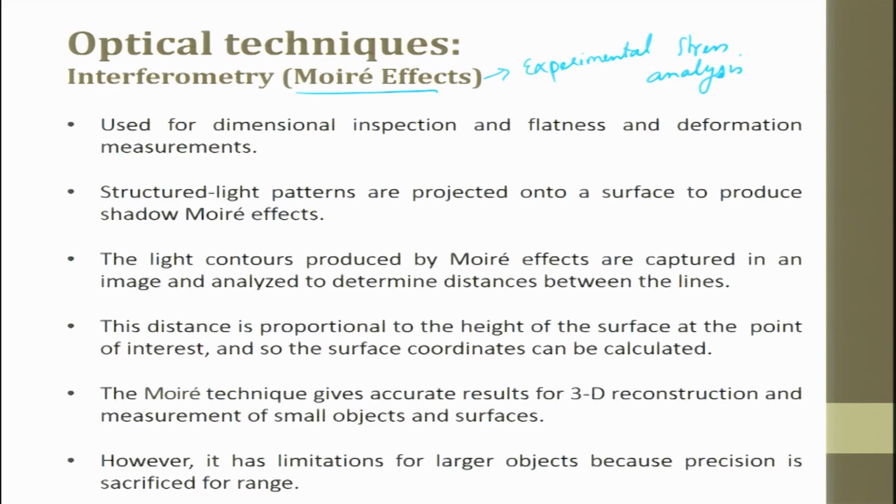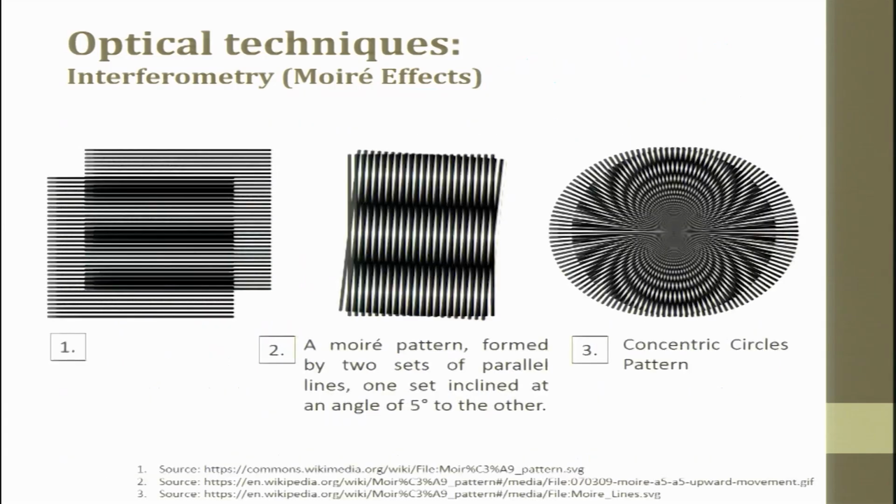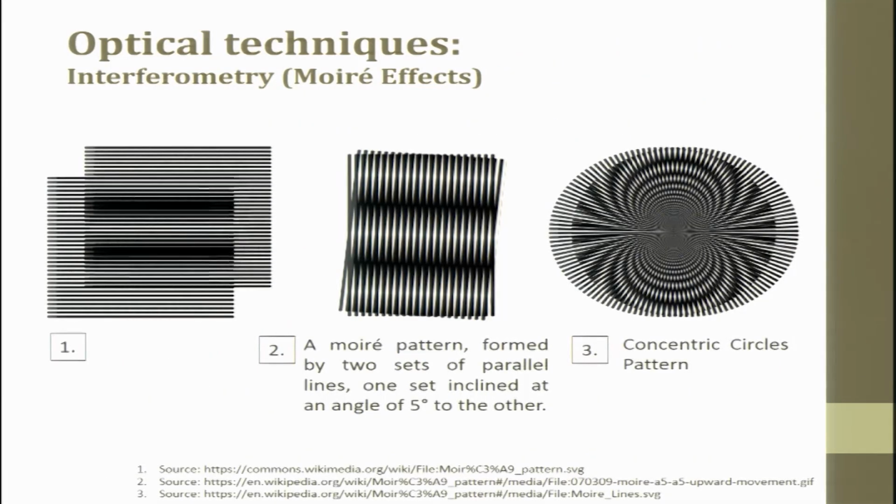People use this Moire effect, the photoelasticity effect. By that, they stress or strain the object, find out the Moire fringe pattern shift, and from there they try to calculate the values. So, this is a typical Moire fringe pattern.